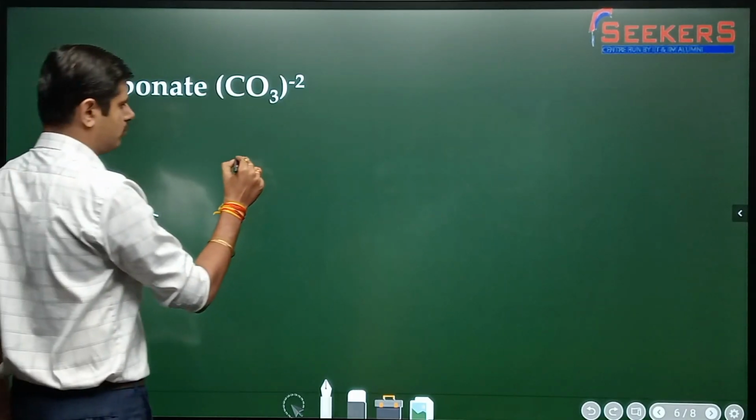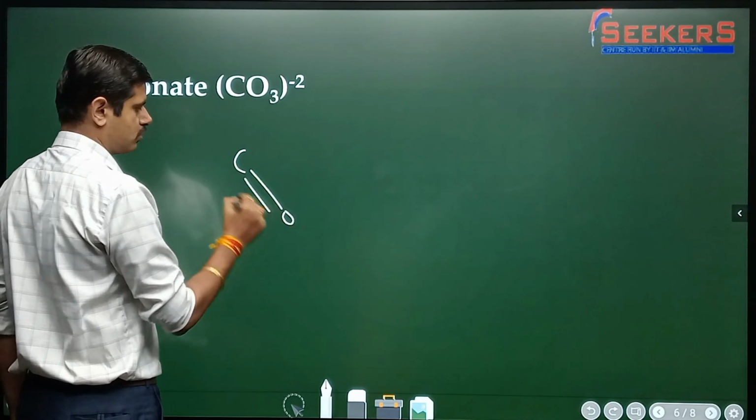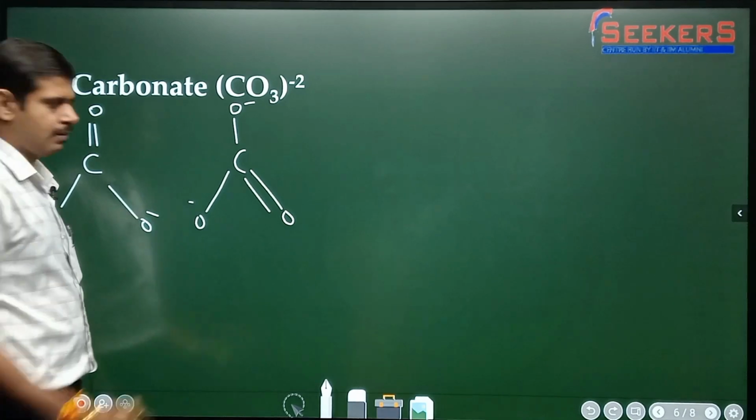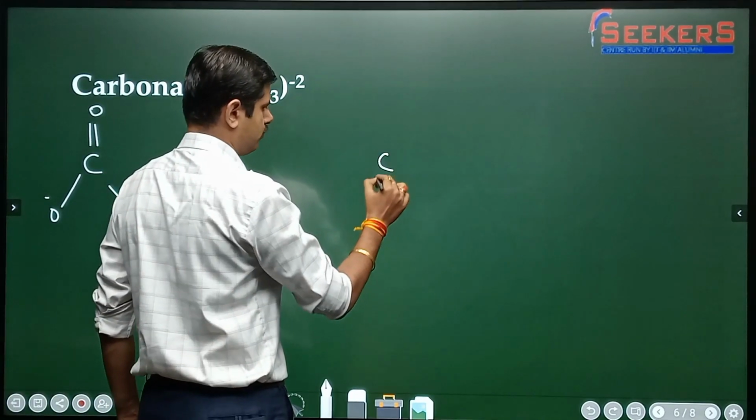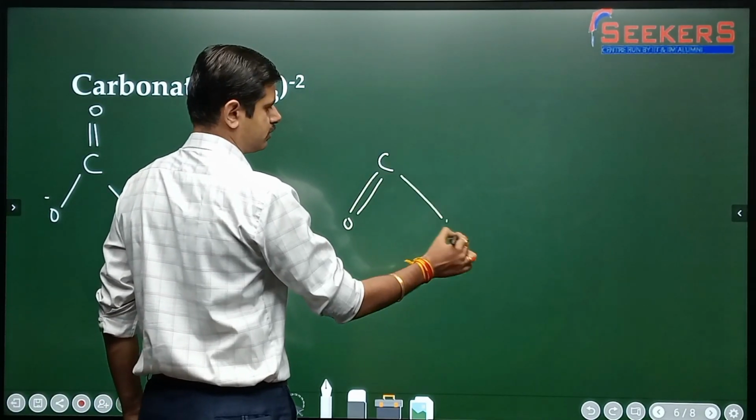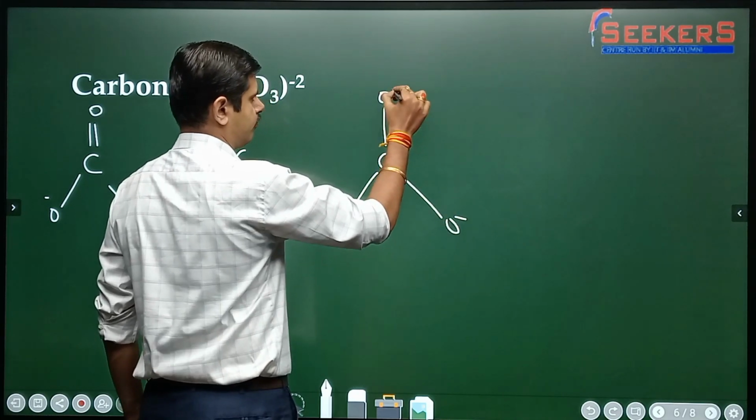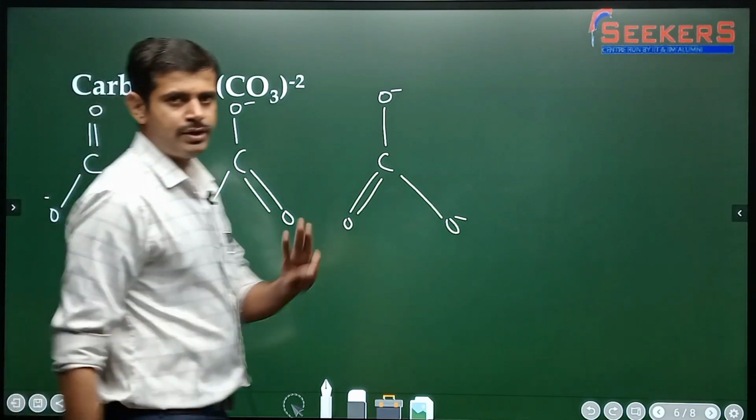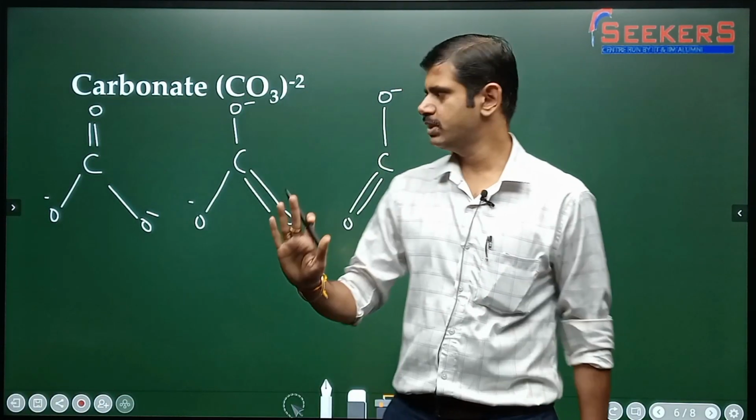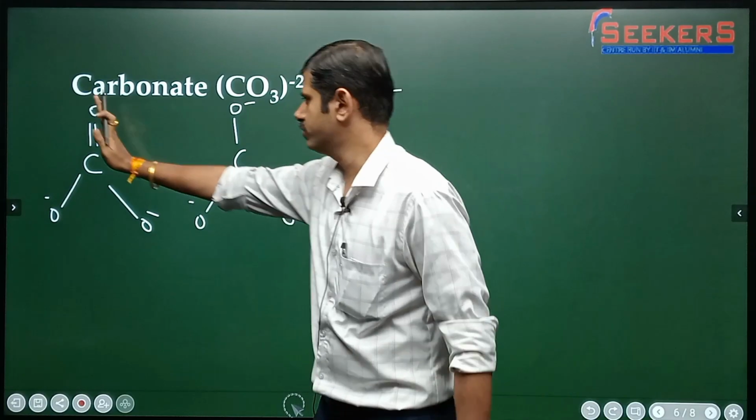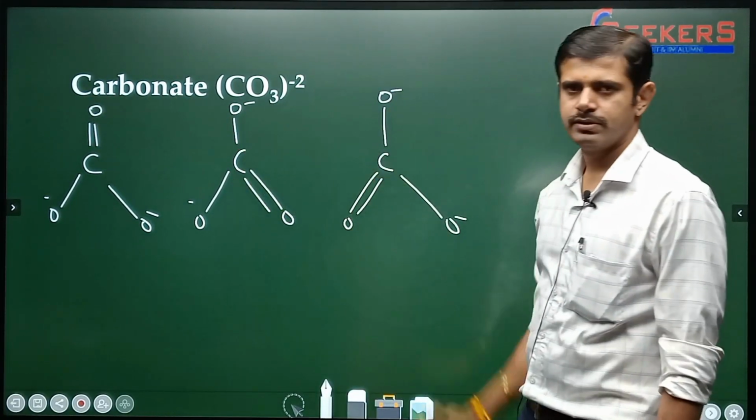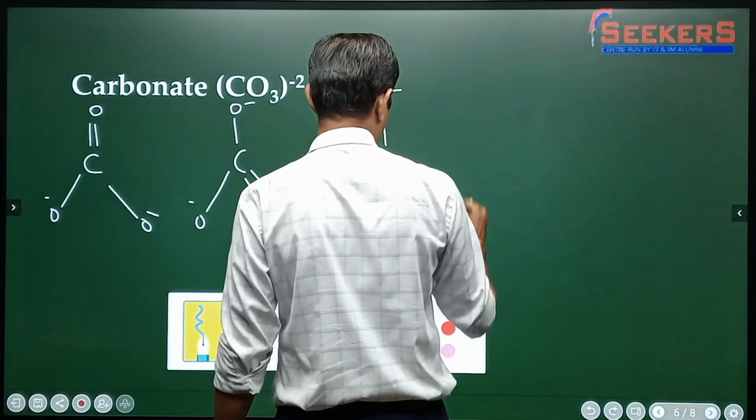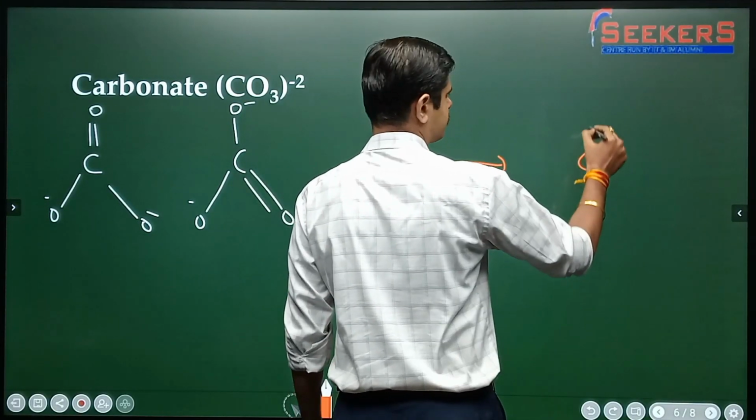My double bond can come to this oxygen, and next time it can come to this oxygen. Is it clear? Now see, these are the three resonating structures. Nothing else is being changed. The double bond position is being changed from this carbon-oxygen to this one to this one. Then we'll draw an equivalent structure. How do we draw the equivalent structure?